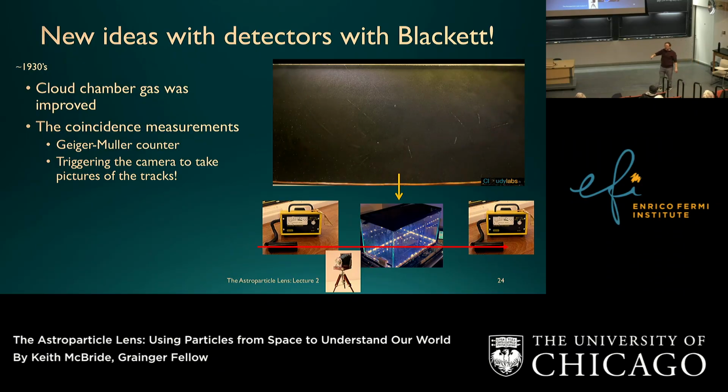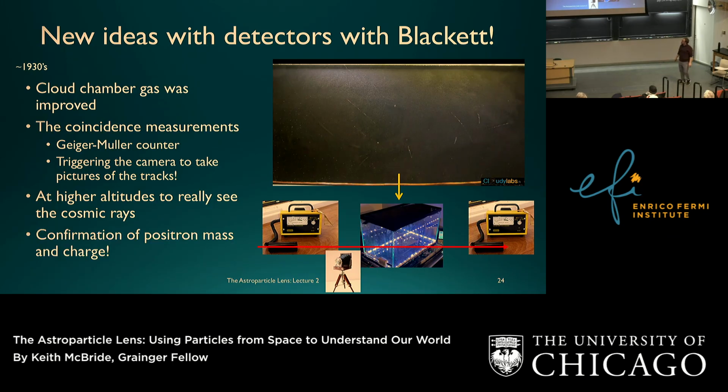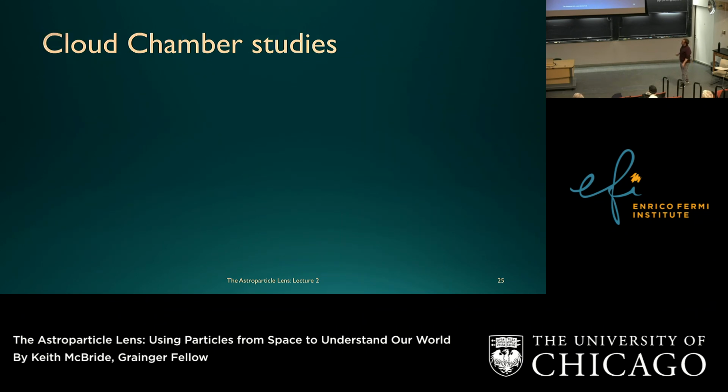And this is how a lot of people at this time started taking tracks of cosmic rays, right? Started investigating cosmic rays. And then they took these contraptions all the way up to higher altitudes, because they already knew, from the balloon flights, that higher altitude meant more radiation, more cosmic rays. And this is actually how Blackett famously also confirmed the positron mass and charge that Carl Anderson had discovered a year before.